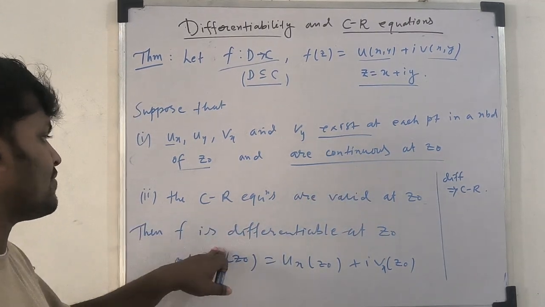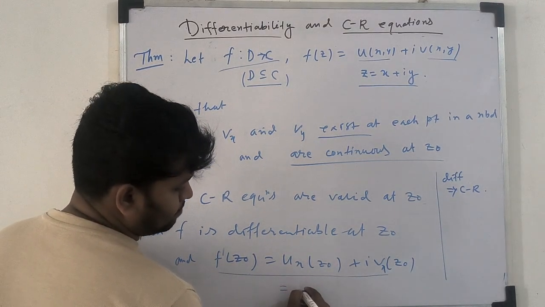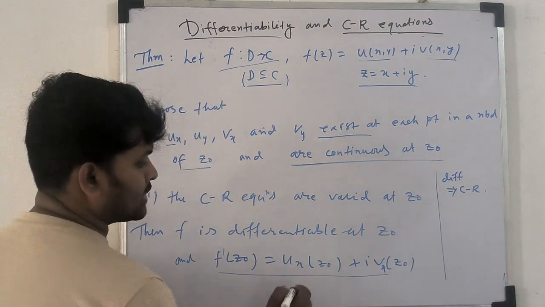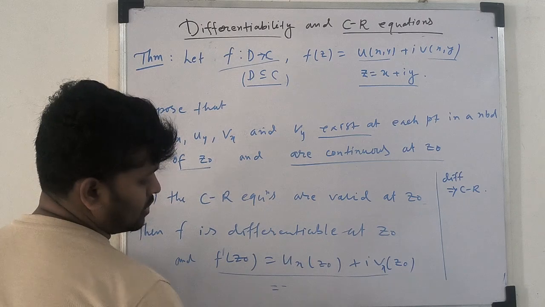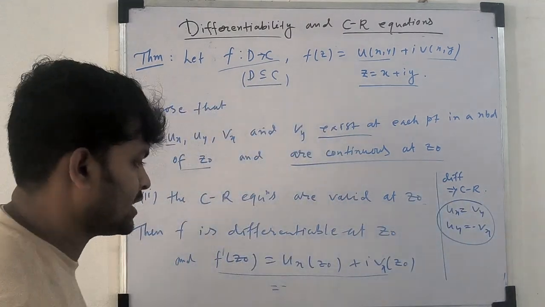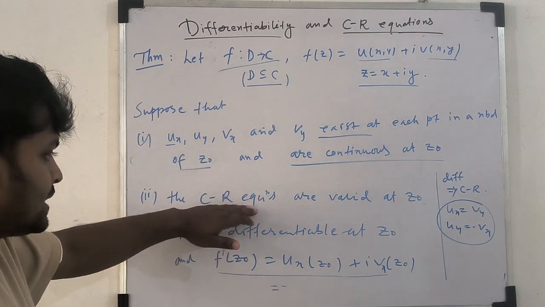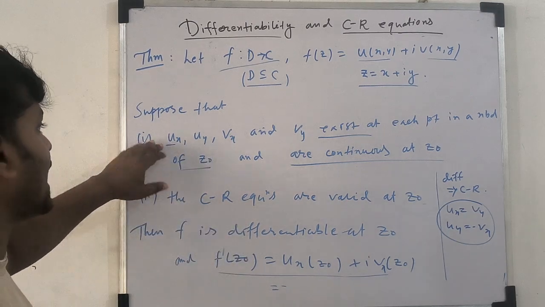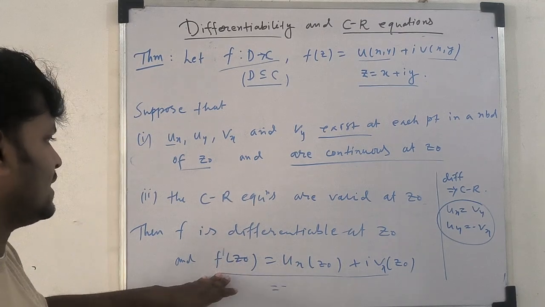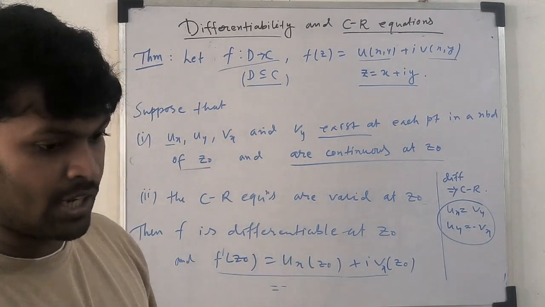Then we can conclude that f is differentiable at z0, and f'(z0) can be written like this with respect to x, and also can be written like this with respect to y. Now you can write u_x equal to v_y and u_y equal to minus v_x, so you can put this here as the CR equations are satisfied. So this is the theorem, a very important theorem. CR equations being valid does not imply differentiability, but whenever we add another condition, that the four partial derivatives exist and are continuous, then we say it is differentiable. So this is another thing I will discuss.